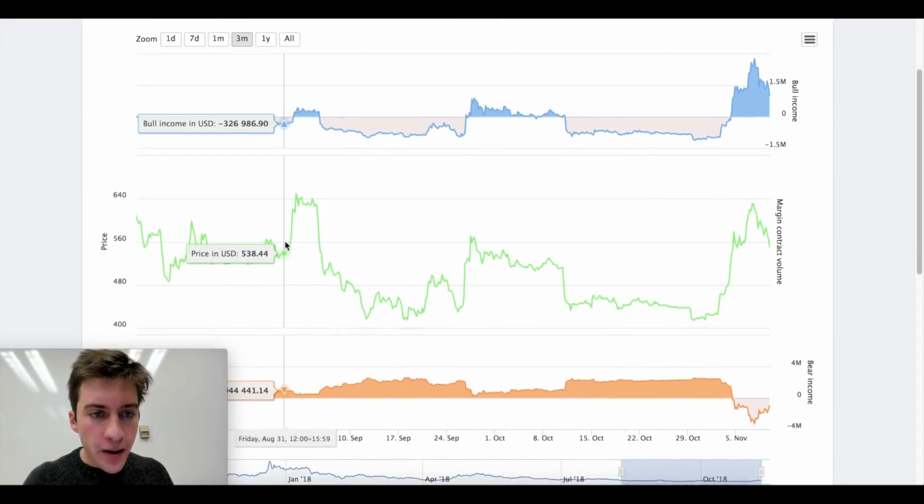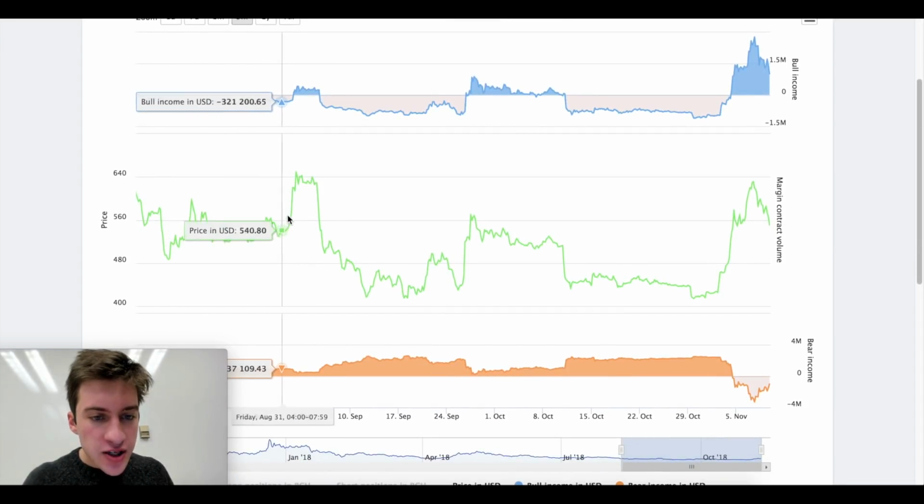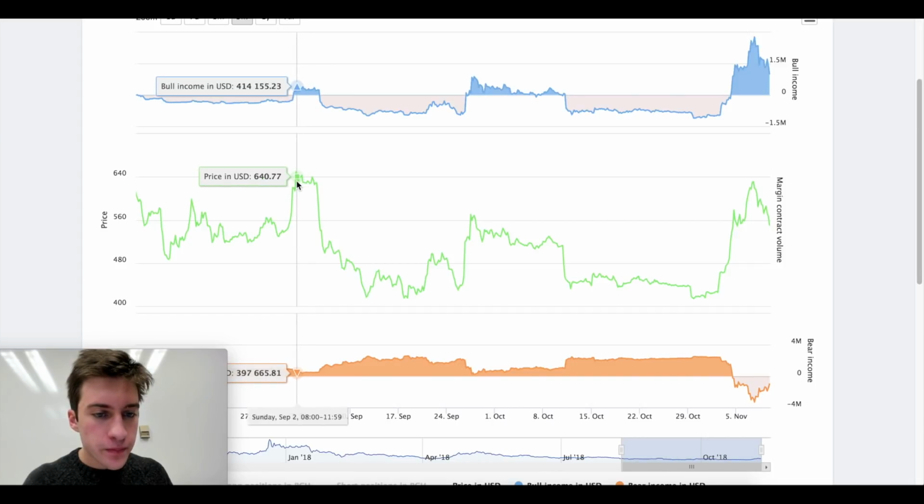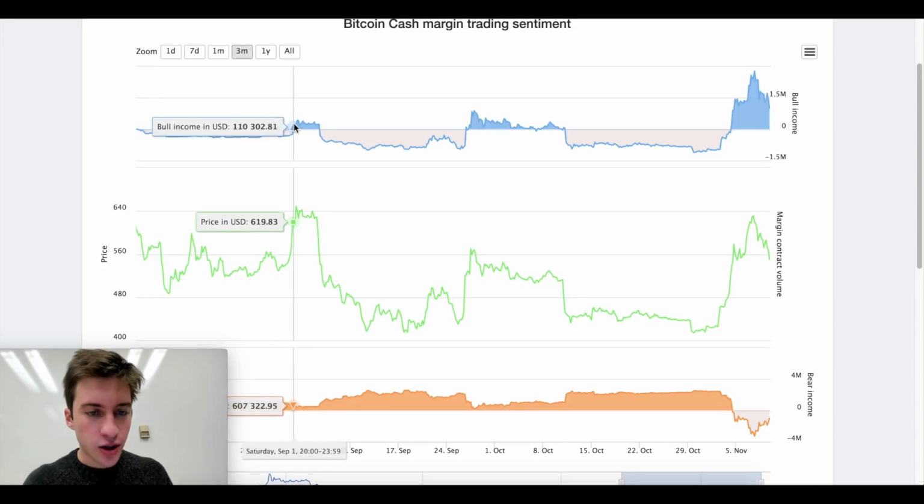What happened here on the 3 month? Bitcoin Cash spiked on high volatility. We went from 530 something to 640 to 650. Massive spike. Longs were finally in profit here.